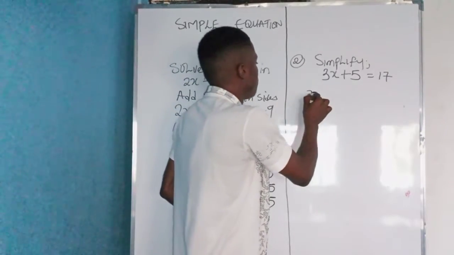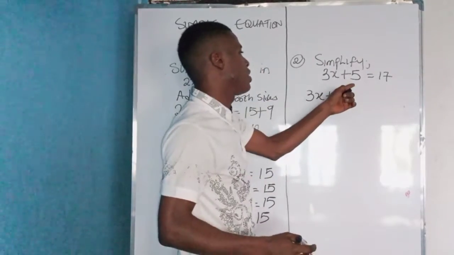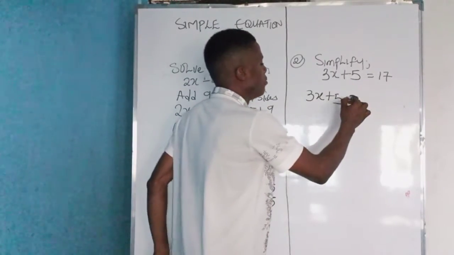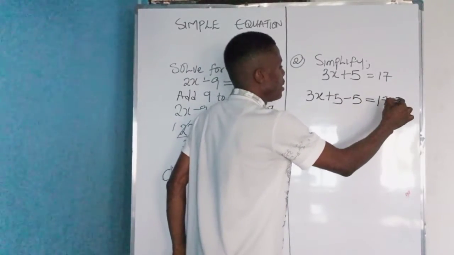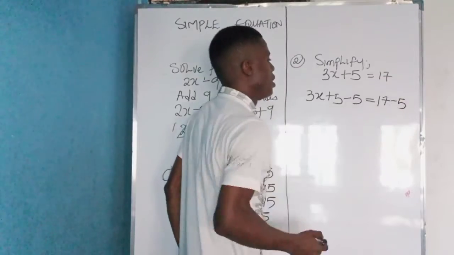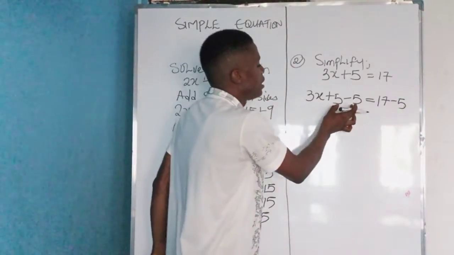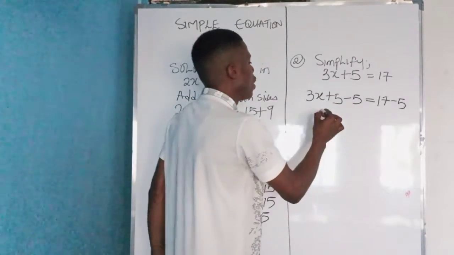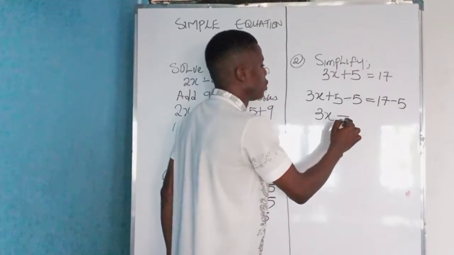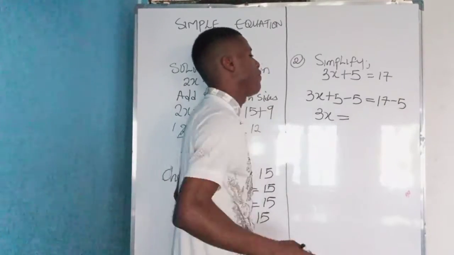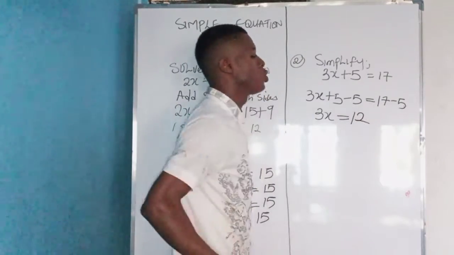So I have 3x plus 5, which is the initial one here, then minus 5, equal to 17 minus 5. I have subtracted 5 from both sides, and you know 5 minus 5 is 0. So I have 3x is equal to 17 minus 5, which is 12. I have 3x is equal to 12.